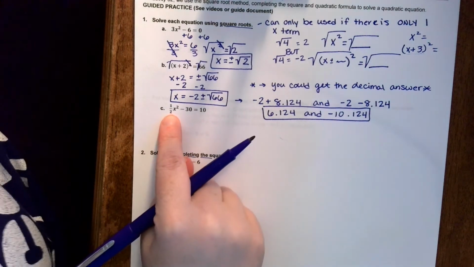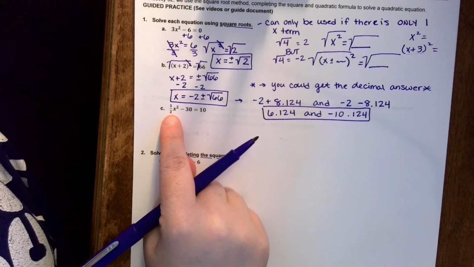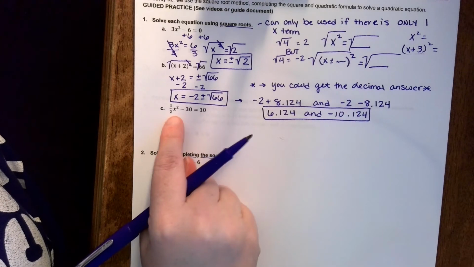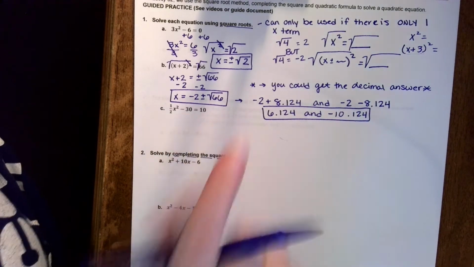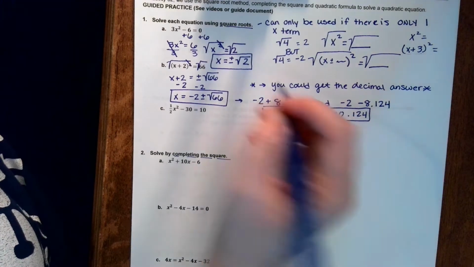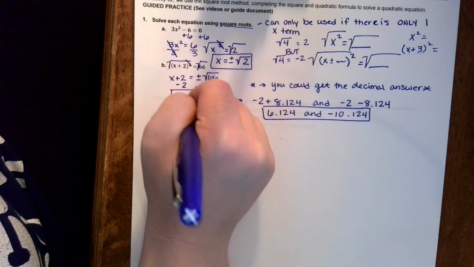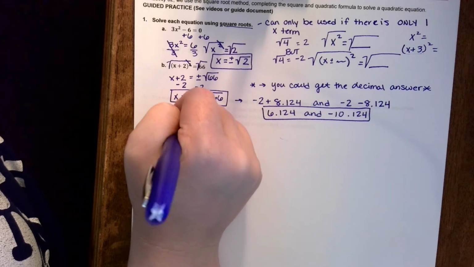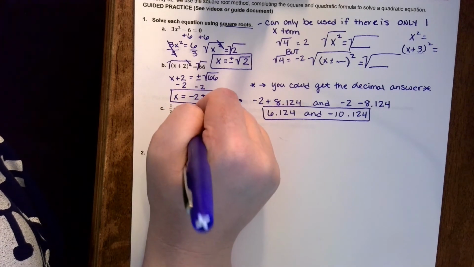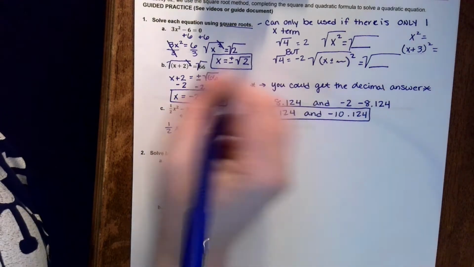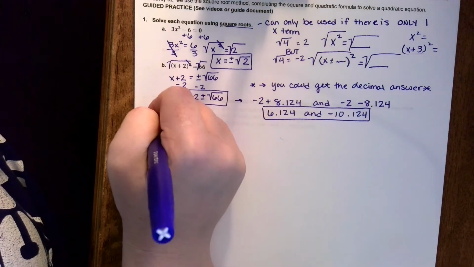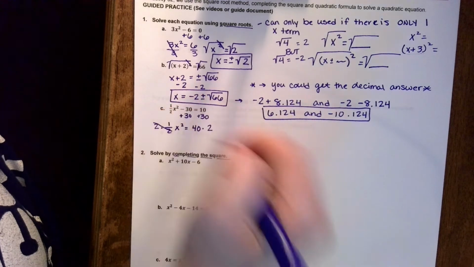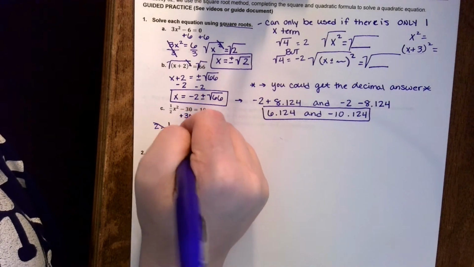Okay, so C. Let's see. We have half of x squared minus 30 equals 10. So again, treat this like a linear equation. Let's add 30 to each side first. And I have half of x squared equals 40. So then what I want to do is to get rid of this fraction, we're going to multiply both sides by 2. And that gives me x squared equals 80.